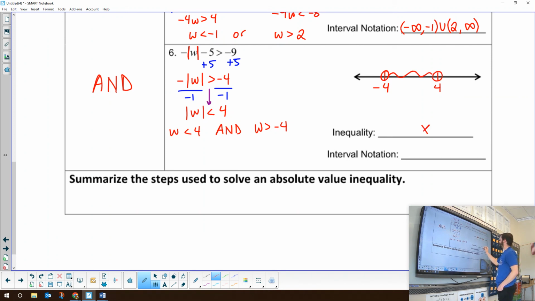So for my inequality, I'll write w in the middle. I'll go w is bigger than negative 4 and smaller than positive 4. And for my interval notation, I'm going to write it like this: negative 4, comma 4, and parentheses around it.